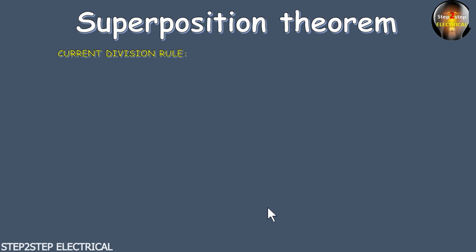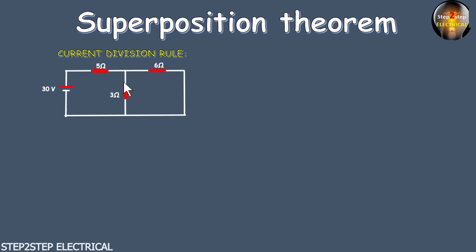Okay, the next one is the current division rule. It is going to be very difficult to find the current passing through the 6 ohm and 3 ohm, so using the current division rule you can find the current through them very easily. Let's understand this rule. First of all, we find the equivalent resistance of this circuit. It is 5 plus 6 parallel 3, which is 5 plus (6 into 3) upon (6 plus 3). That is 5 plus 2, so it is just 7.